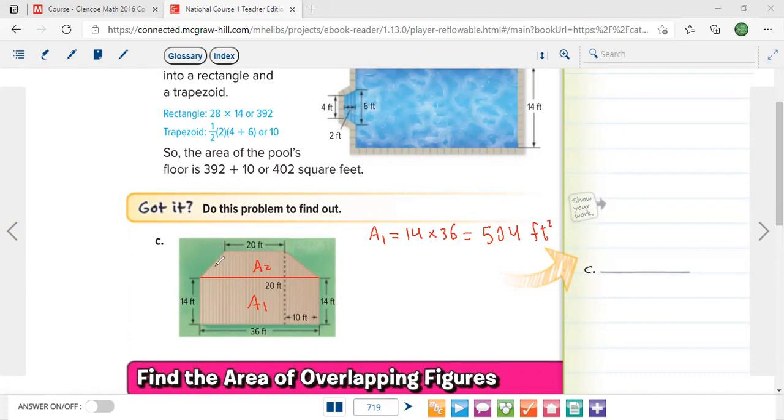Now I want to find area 2. Area 2 is shaped like a trapezoid. The trapezoid needs a half multiplied by the height multiplied by the sum of bases. Sum of bases is very clear. Base 1 is 20. Base 2 is 36, exactly like this horizontal line. So 20 plus 36. Now the height. The height is this part. Let me highlight it for you. It's in blue now.